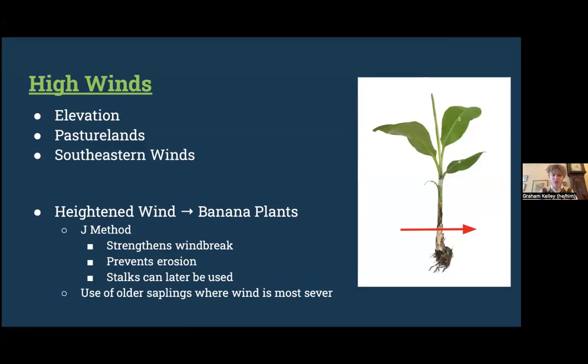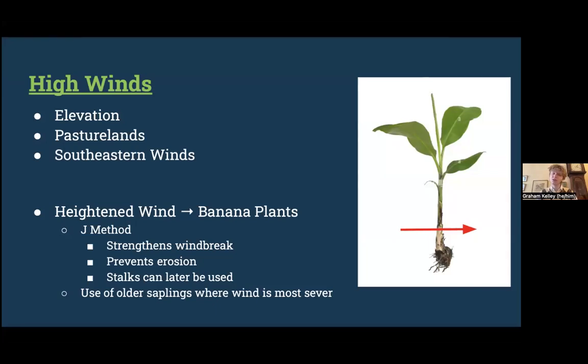You also have to consider that, as I mentioned before, the challenges that these saplings are facing once planted vary based on location on the cinder cone. So the southeasterly winds can affect different areas of the cinder cone differently. So for heightened wind, once again, you're going to see the theme of banana plants as the solution.